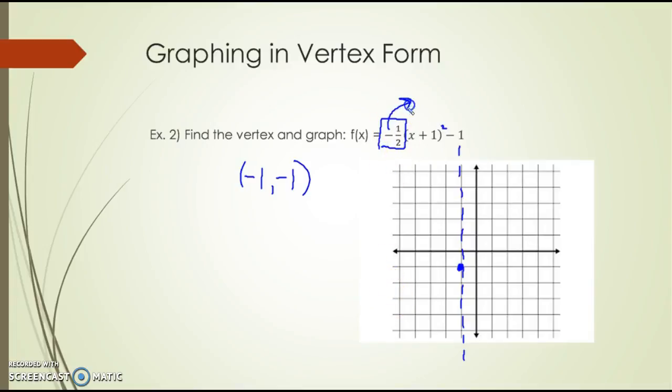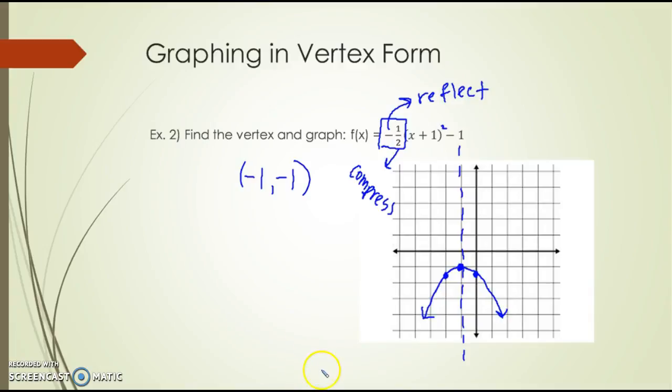Now this negative tells me that it's going down. So now instead of going up 1, right 1, I'm going to go down 1, right 1. And then the 1/2 tells me that it's compressed. So I'm going to go half as much. So instead of going down 1, right 1, I'm going to go down 1/2 and right 1 and put my point. Then I'm going to go down 1/2 and left 1, put my point. And there's my 3 points, so there's my exact graph.